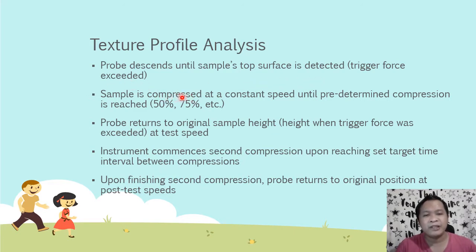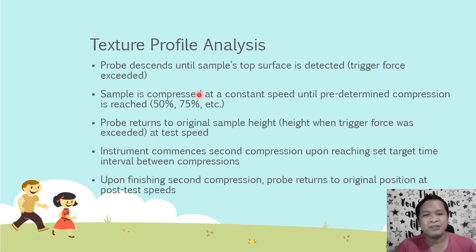So, it will record the initial height nung na-exceed yung trigger force, and then it will calculate a fraction of that height na magko-compress siya until ma-reach yung height na yon. Since the compression is done at constant speed, so to achieve this constant speed, vinavary niya yung force na ina-apply niya, yung downward force, hanggang sa ma-achieve yung constant speed na iyon. Okay? So parang ito yung unang nguya, the first chew.